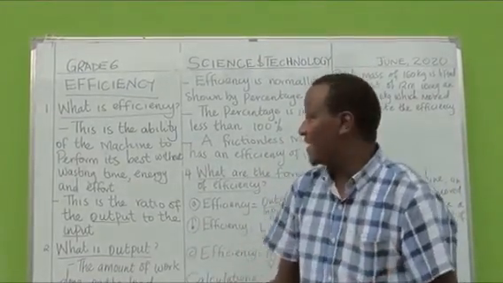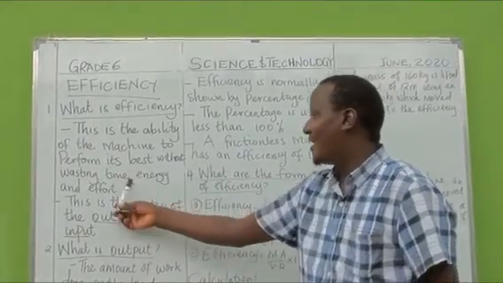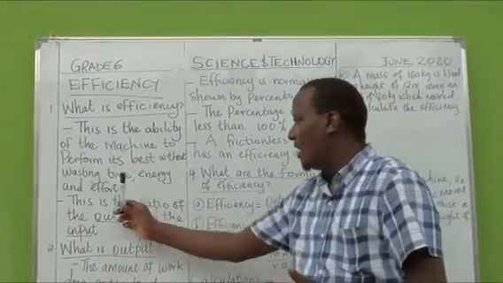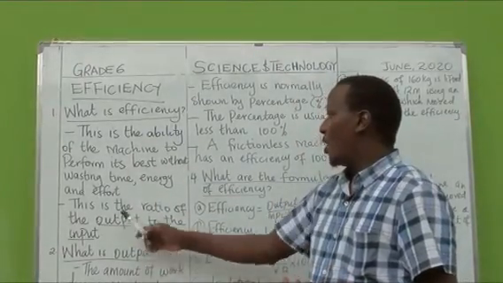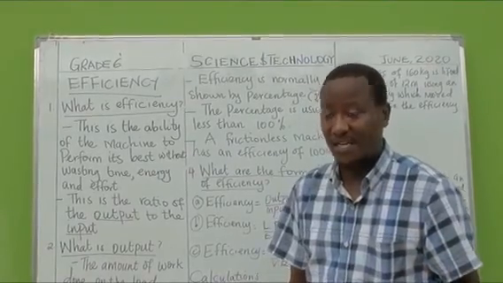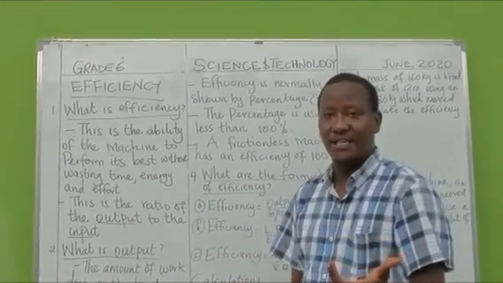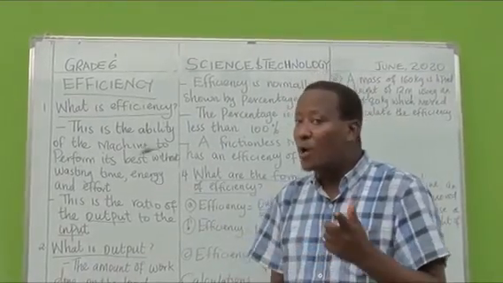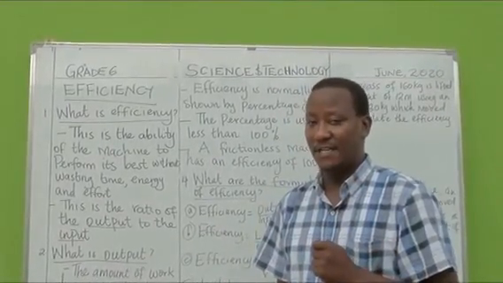And now, when it performs its best, what does it save? It saves what we call time, it saves what we call energy, and what we call effort. Remember, when you use a lot of time on something, that is wastage of time, isn't it? When you use little energy, it means the machine is perfect. But when you use a lot of energy, what do we mean? The machine is not perfect, isn't it?